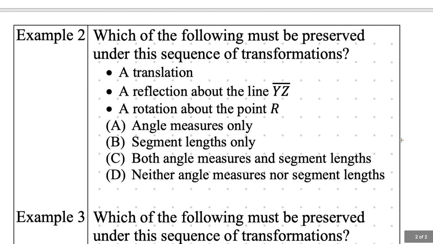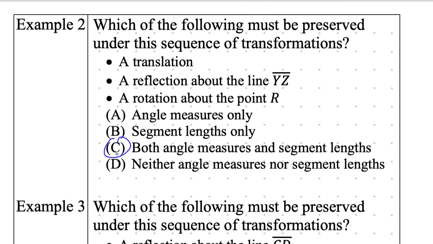We have a translation, then a reflection, then a rotation. Angles only, segments only, both angles and segments, or nothing? What are you guys thinking? Only one of these answers is correct. And you guys have it correct. 3, it's both angles and segments. These are all rigid transformations. Questions? So nothing is thrown out the door. There are no dilations, no stretching vertically or horizontally.